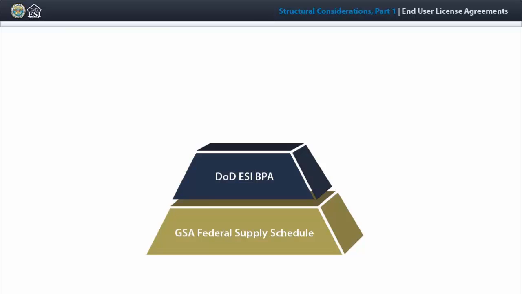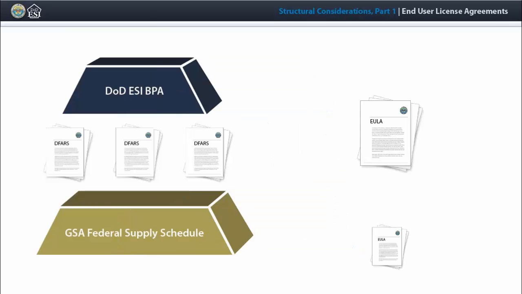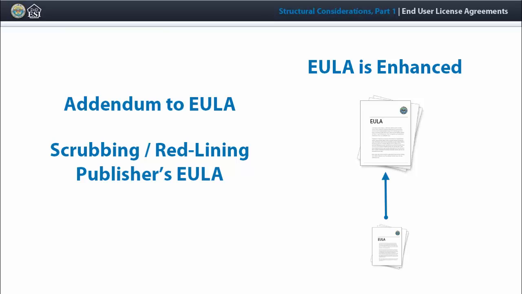The second tier of key terms and conditions is the ESI BPA. At the BPA level, the applicable sections and clauses from the Defense Acquisition Regulation Supplement, or DFARS, are incorporated and made binding on the seller. The EULA is further negotiated by the DoD ESI team and is included in the BPA in a form that enhances the EULA in the GSA FSS. This may be accomplished through an addendum to the EULA in the GSA FSS, scrubbing and redlining the publisher's EULA, and incorporating the enhanced terms into the resultant BPA.